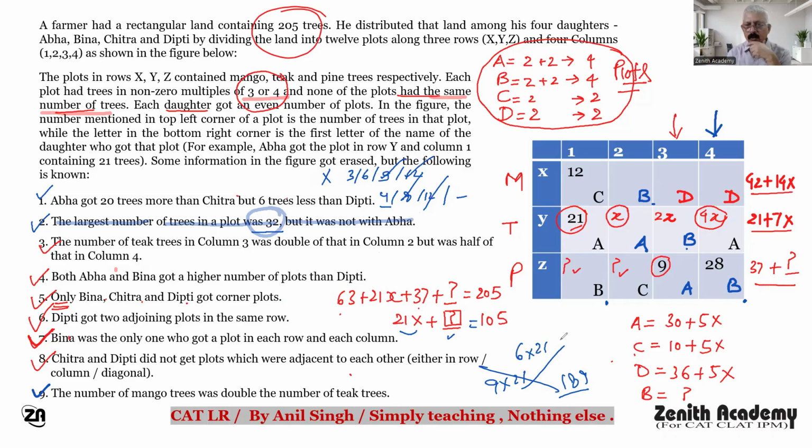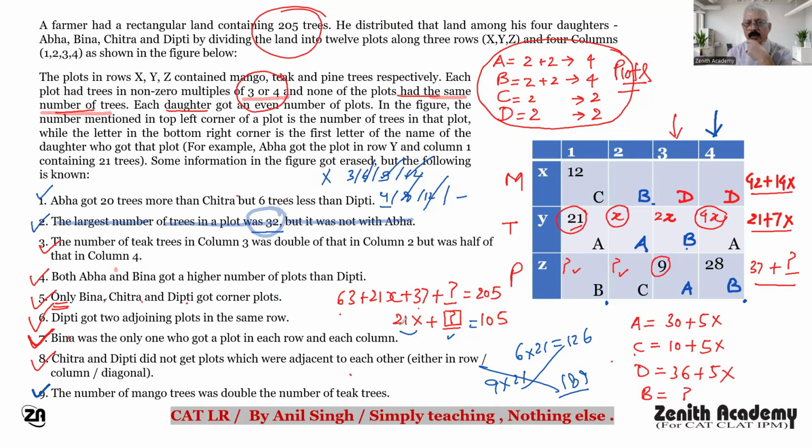6 into 21 is 126. तो x अगर आप 6 देते हो तो यही 126 आएगा, जबकि 126 plus something है. Means on putting x is equal to 6, the result will be more than 105. So x is not a solution of this equation. So x 6 भी नहीं हो सकता. तो अब 3 और 4 चेक करें.